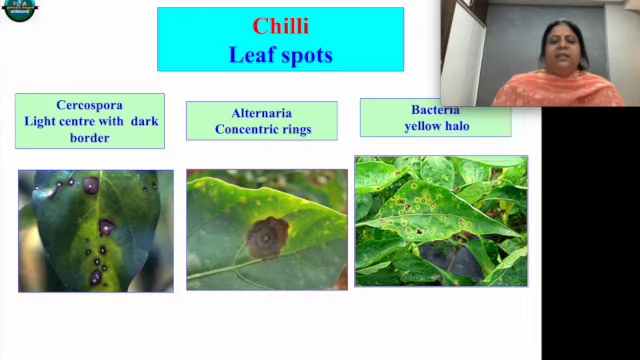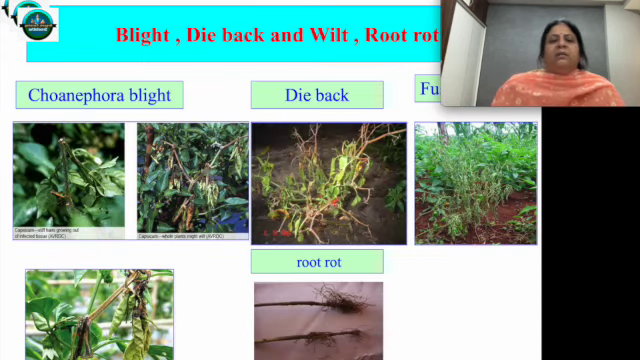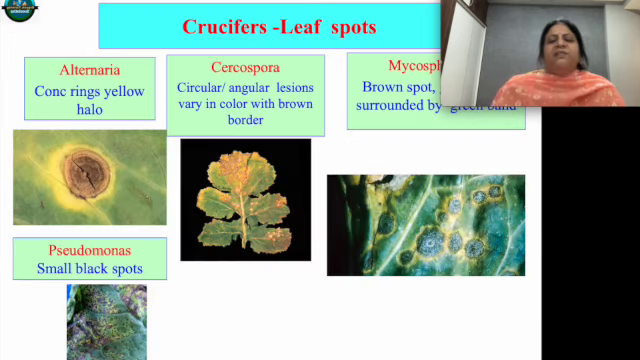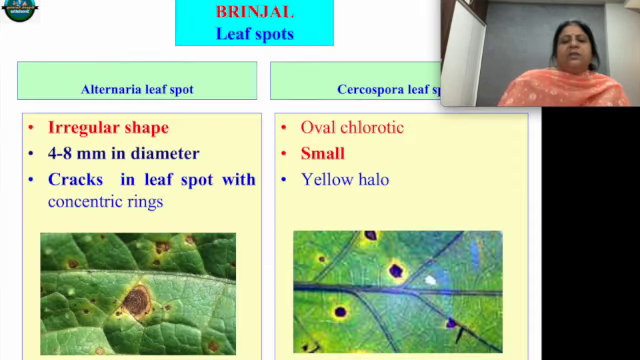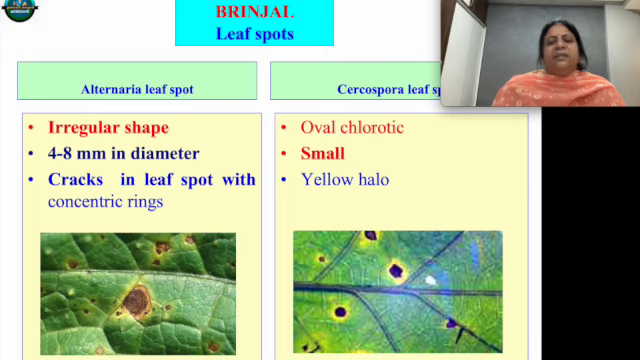In chili also you can see different spots like Cercospora, Alternaria, bacteria. So the other symptoms are Choanephora blight, dieback, root rot, which are all in vegetable crops. Crucifers, if you see Alternaria spots, Cercospora, Mycoplasma diseases also appear. Pseudomonas, here Pseudomonas means not the Pseudomonas fluorescens, other species of the Pseudomonas, which causes the small black spots on the leaves. Brinjal also you can see the leaf spots, irregular shaped leaf spots of the Alternaria, Cercospora leaf spot also regular.